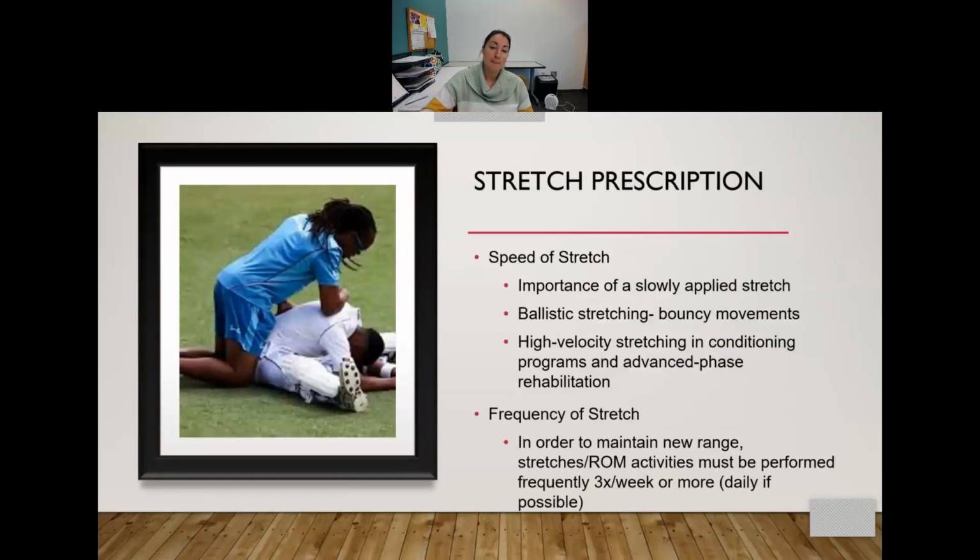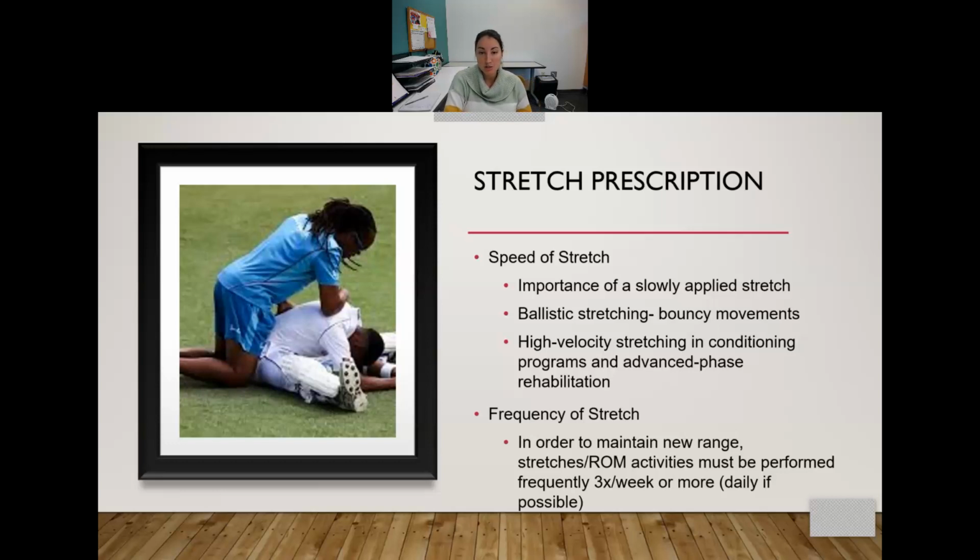Speed of stretch: it's important to go slow. Ballistic or bouncy stretches are not recommended, although in some sports they do those. It may help with a certain sport if they're doing a bunch of jumping and movements like that, just to prepare them for those movements. But otherwise, ideally, static stretching would be better. Again, a dynamic warm-up is good, and static stretching at the end would be great.